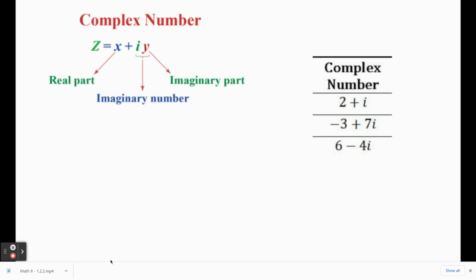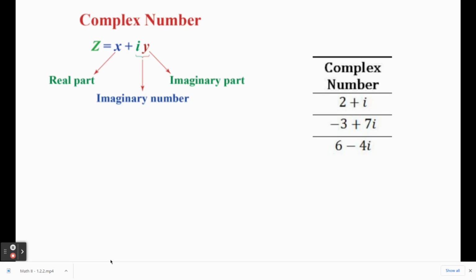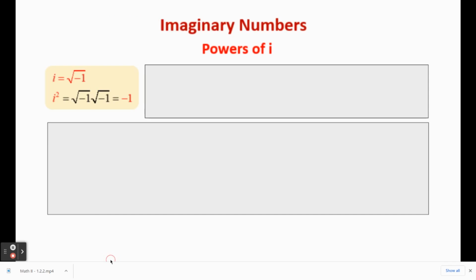So here's another breakdown. You can have a real part, and then you can have the imaginary part. I have some examples over here where 2 plus i is a complex number. You have a real component of 2 plus 1i, or i, which is its imaginary component. Or negative 3 plus 7i, or 6 minus 4i. Those are complex numbers together, each with a real part and an imaginary part.